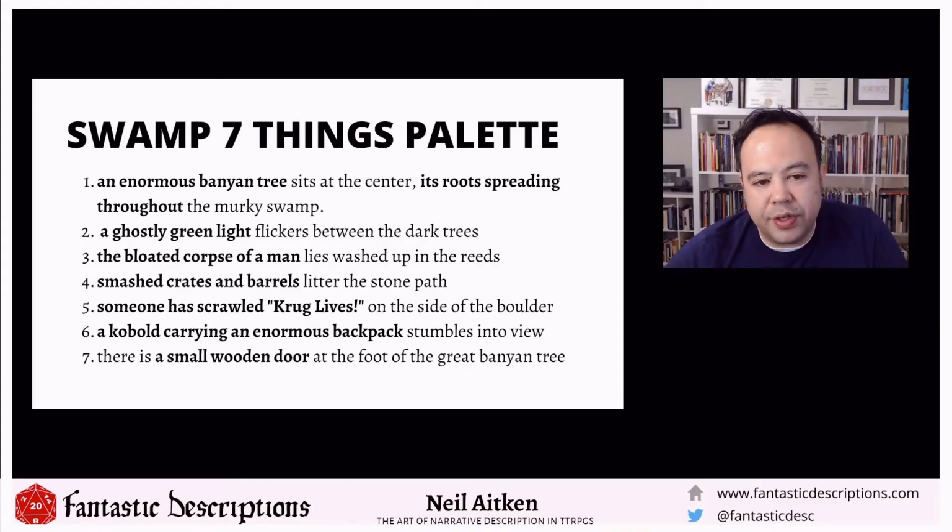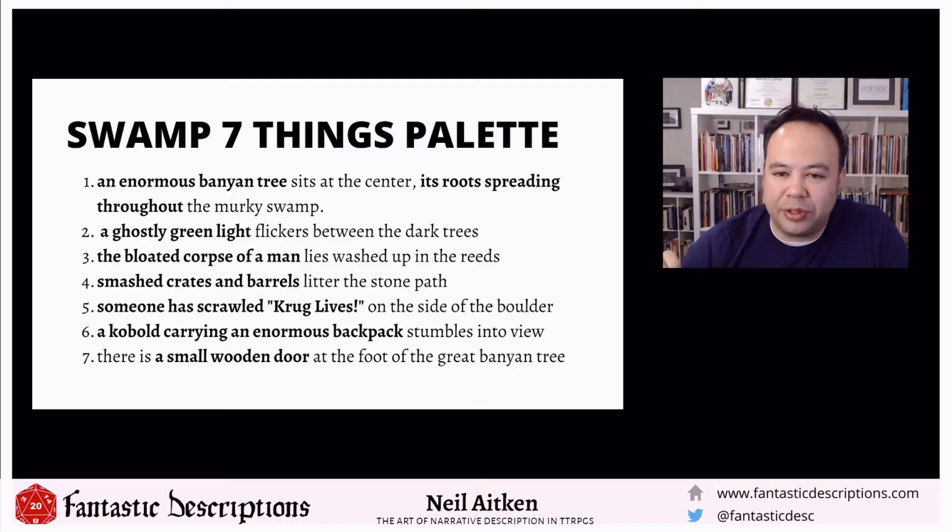A third approach is to think about your palette as really a set of pre-written descriptions of things that you would like to include. So seven things that you might encounter in the swamp. You don't necessarily have to use all of them, but they're present there. They're available to grab at if there's a moment in which you feel like the description is lagging, or like the players seem a little bored about this particular part of the swamp.